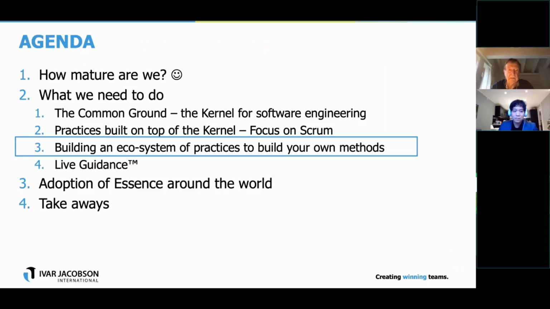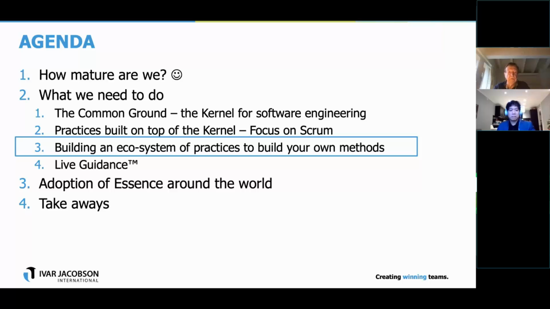So now let's go to a next objective. We are going to build an ecosystem of practices from which you can build your own methods. Imagine you have an ecosystem, and in that ecosystem you go and pick the practices you need. You don't get a method full of practices to start with, because you don't really understand why you should have all this stuff.